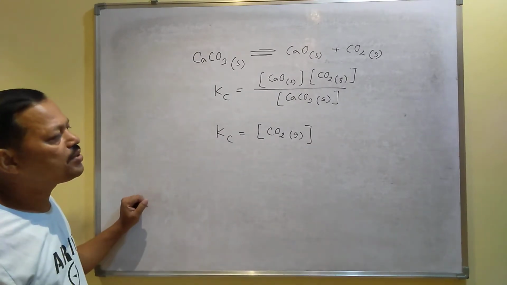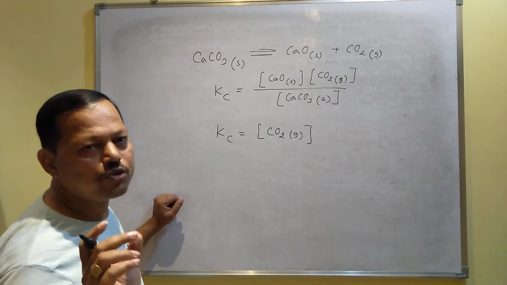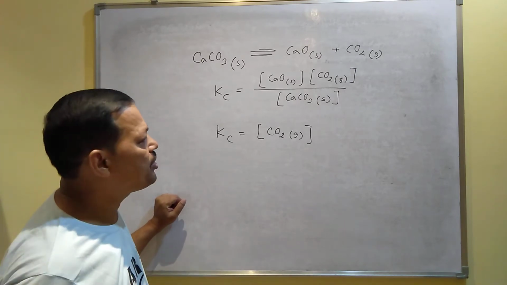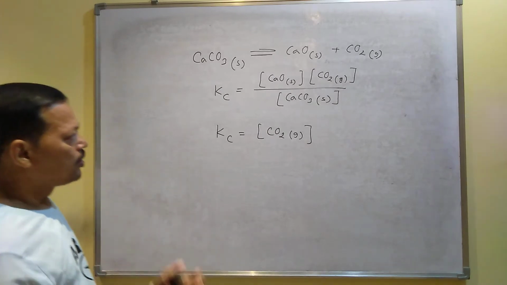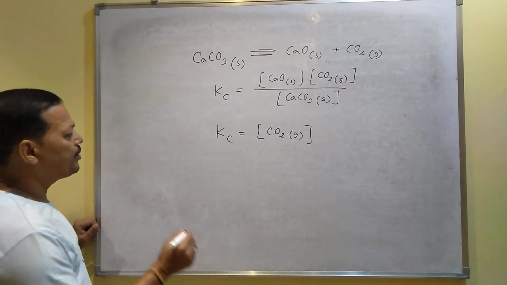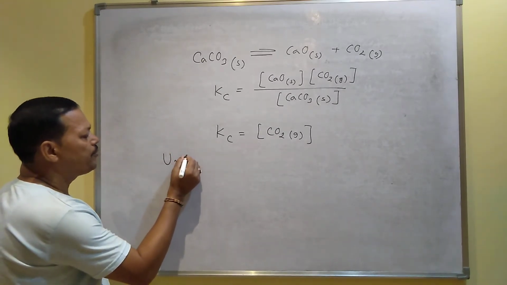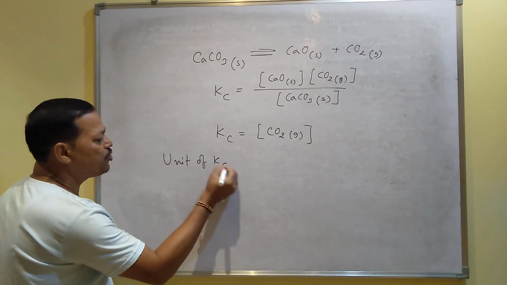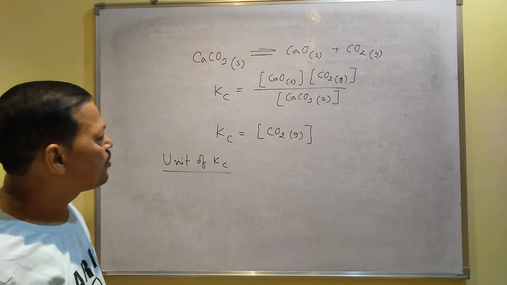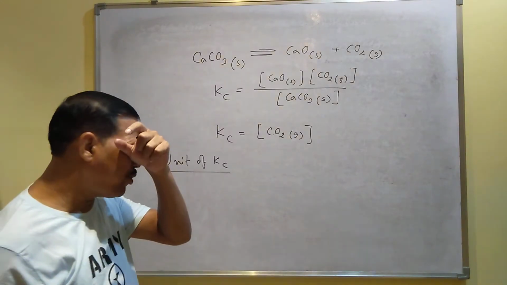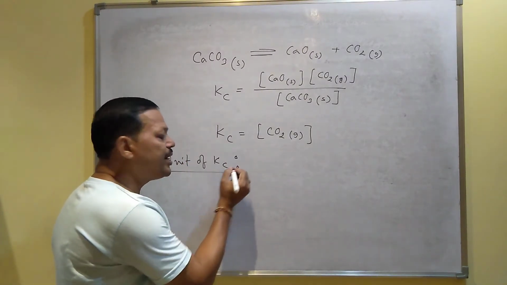And why is the solid substance concentration considered as 1? Because solid substance concentration does not change with time, that's why its concentration is considered as 1. So this is one point. Secondly, if you want to find out the unit of Kc, what will be the unit of Kc or Kp? Actually, the unit of Kc or Kp depends on the nature of the reaction.